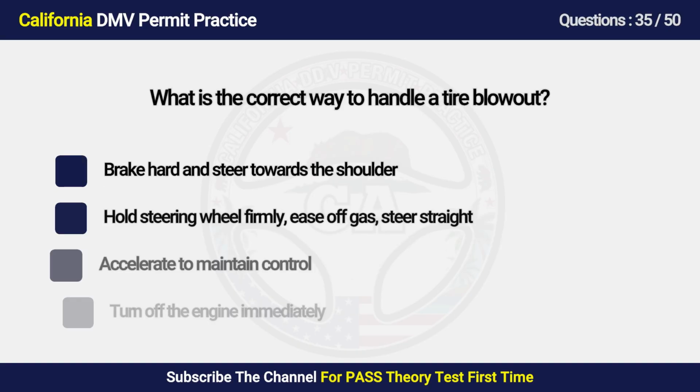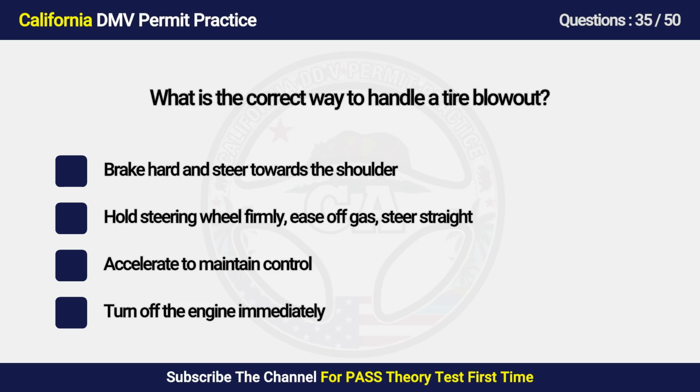Question 35. What is the correct way to handle a tire blowout? A. Brake hard and steer towards the shoulder. B. Hold steering wheel firmly, ease off gas, steer straight. C. Accelerate to maintain control. D. Turn off the engine immediately.